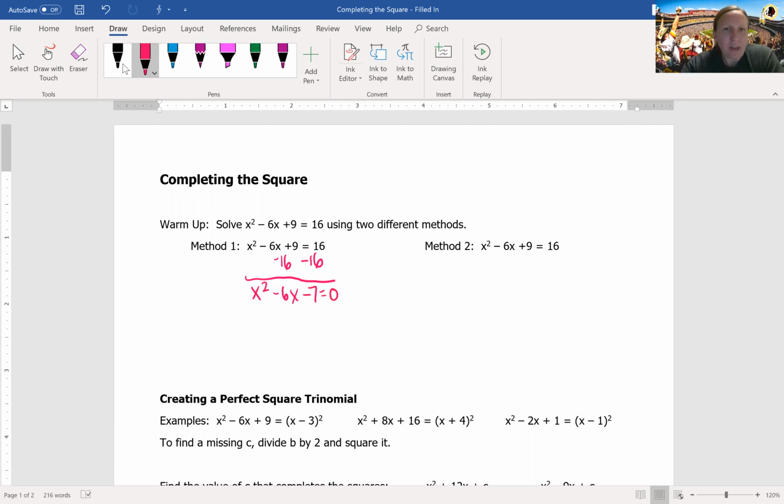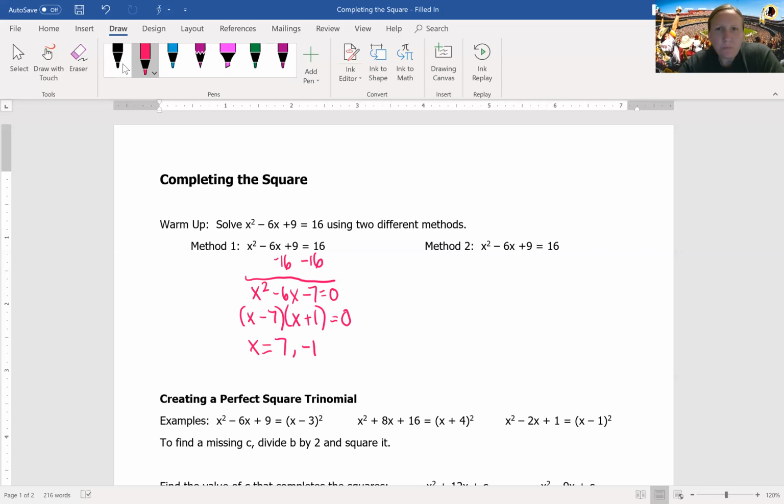So now I can factor that. I want two numbers that multiply to -7 and add to -6. So that would be -7 and +1, which means my factors are x minus 7 and x plus 1. And now using the zero product property, we would have x equals 7 or x equals -1.